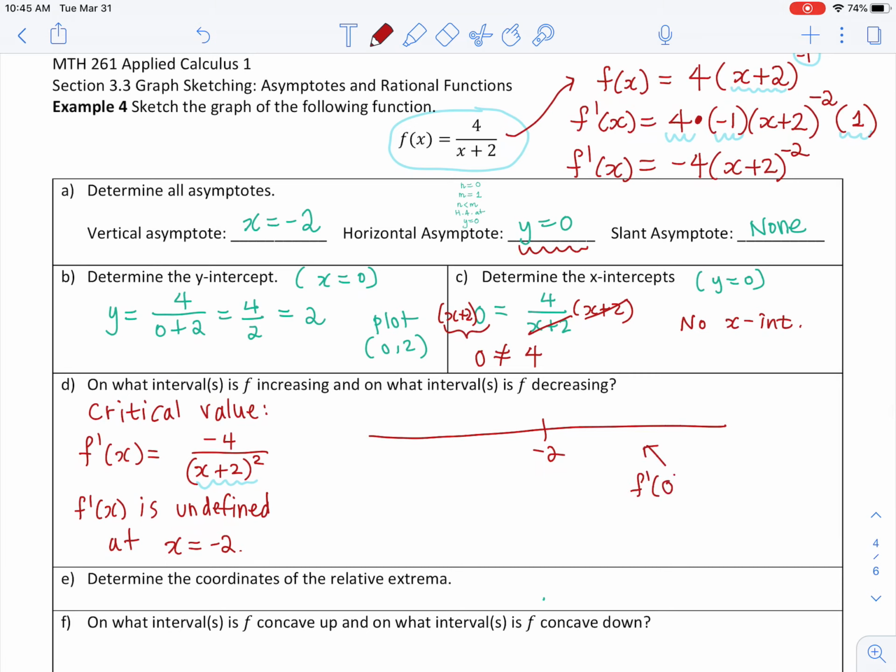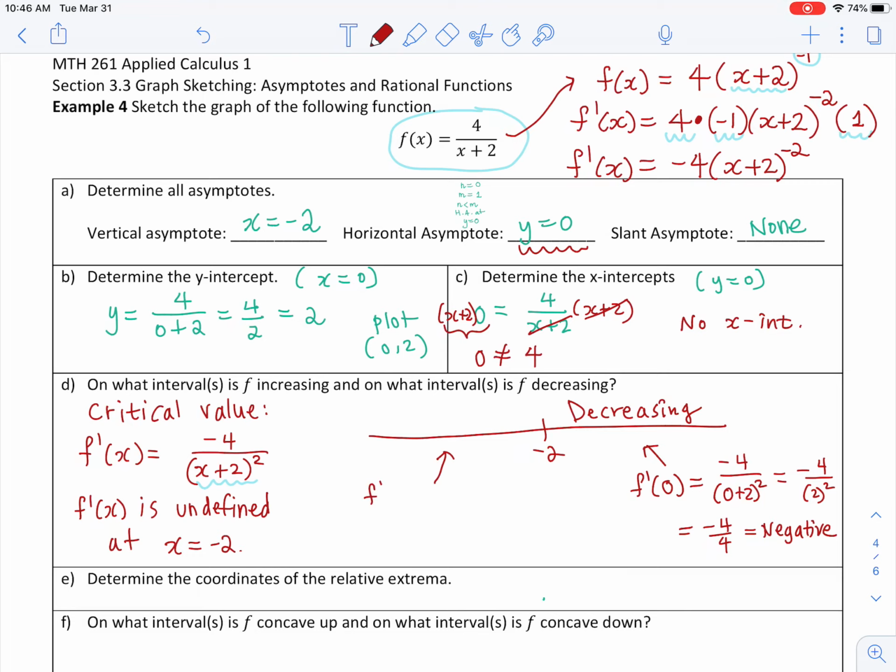So here, let's plug in a number that's greater than negative 2. I'm going to plug in 0 into my first derivative. That will be negative 4 divided by 0 plus 2 squared. That will be negative 4 divided by 2 squared. I will get negative 4 over positive 4. I know this is a negative number. So what we know is that to the right side of negative 2, this function will be decreasing.